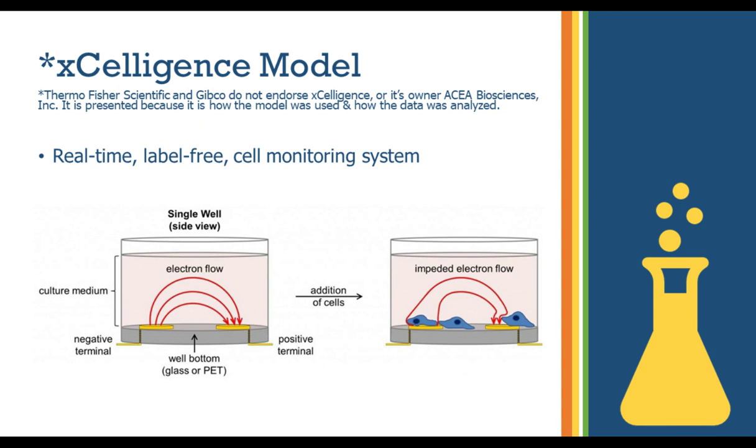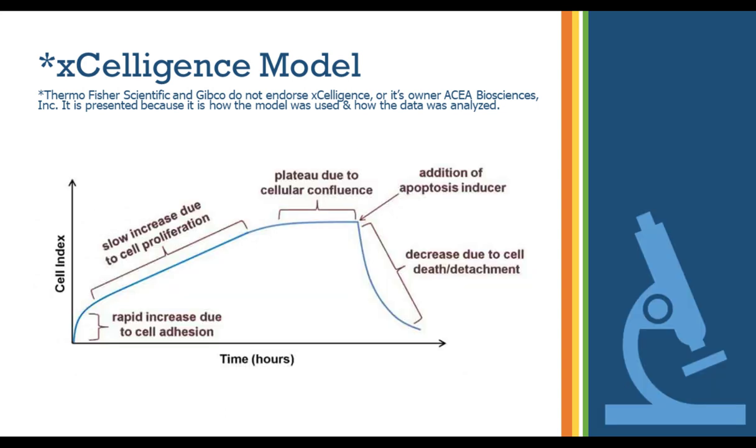One of the readouts from the xCelligence device is this: taking the impedance data and the initial cell index with which you plated, it can calculate the cell index and the increases you'll see based on the cells you've added. So this is an example of what a trace would look like on the device.